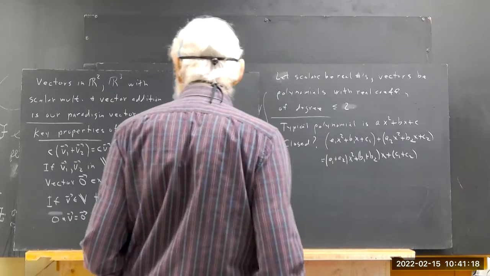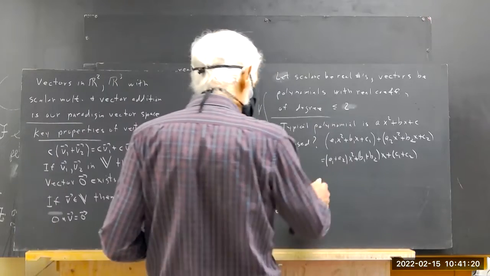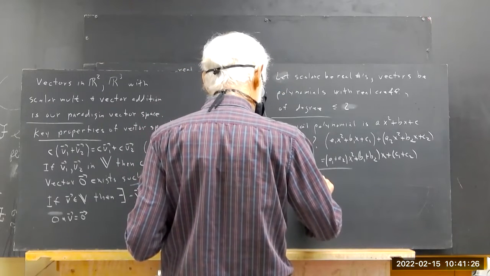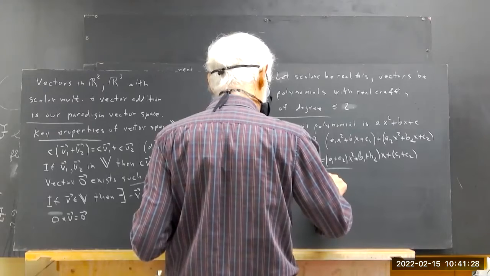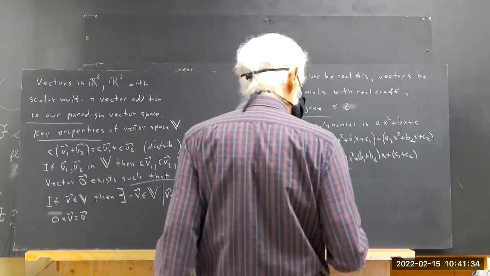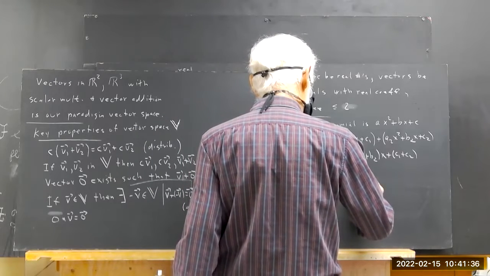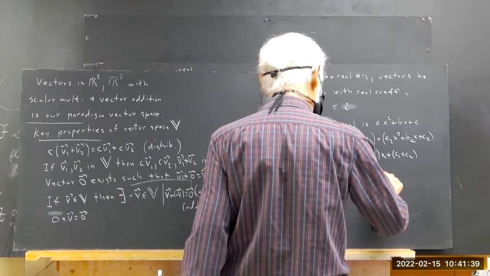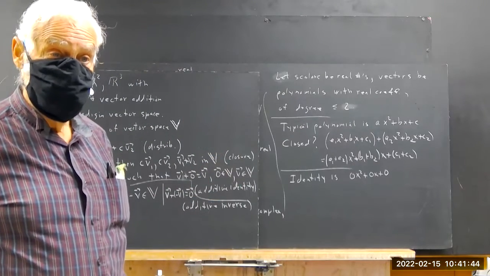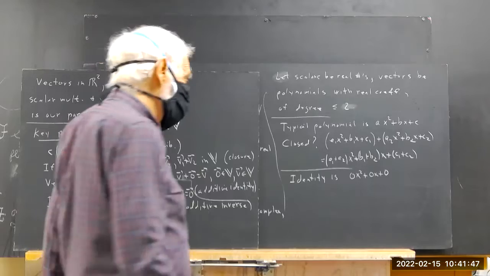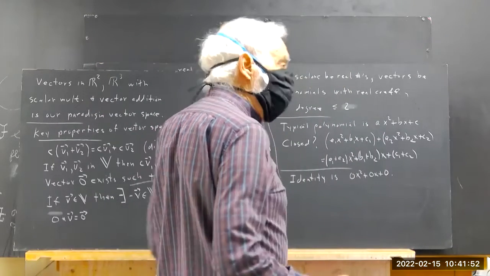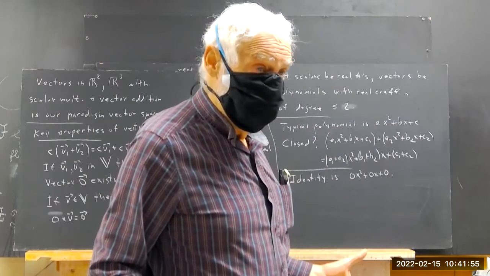Is there an identity? Now, we didn't test identities. You could write it as 0x squared plus 0x plus 0. Yeah, that's the additive identity. You don't have a multiplicative identity, okay?